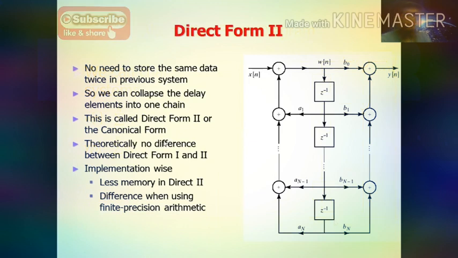Next, one more thing: here you interchange the system transfer functions. First you realize H1 of Z and then realize H2 of Z. Then when you combine these two, you will see the common delay elements. You reduce one portion of the delay elements and take common delay elements, and these delay elements will be shared by both system transfer functions. Look at this diagram.